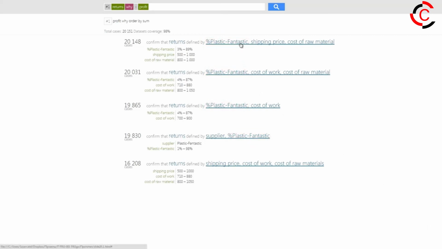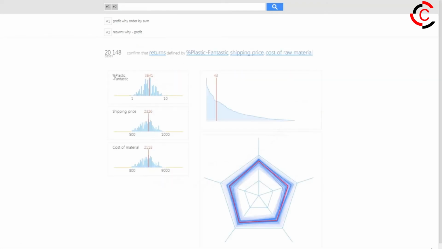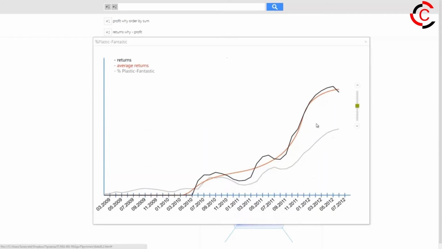Now let's take a closer look at the best model found. The most valuable characteristic of the rate of returns is the percentage of the material used for production supplied by Plastic Fantastic. Let's open the diagram of this value. It confirms that the more we use the Plastic Fantastic materials, the higher the rates of returns. But what's wrong with this supplier?